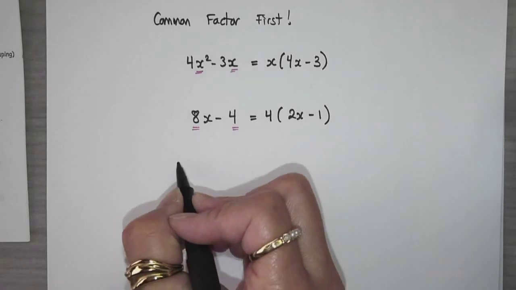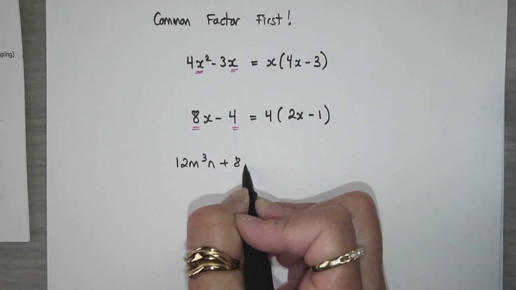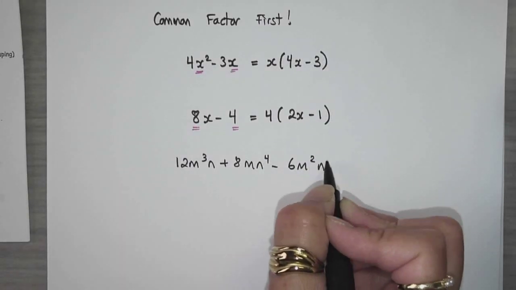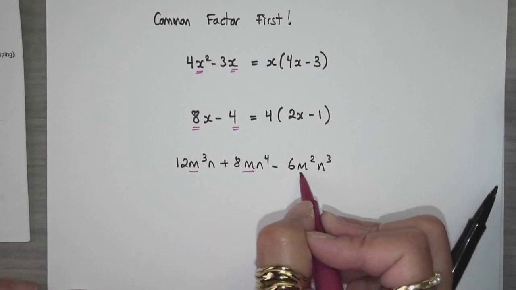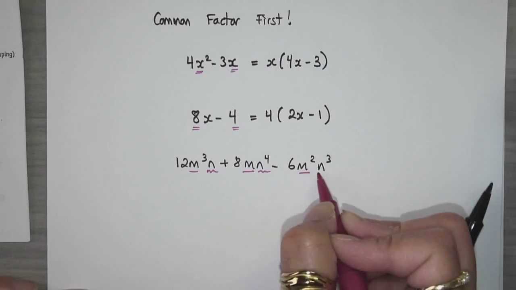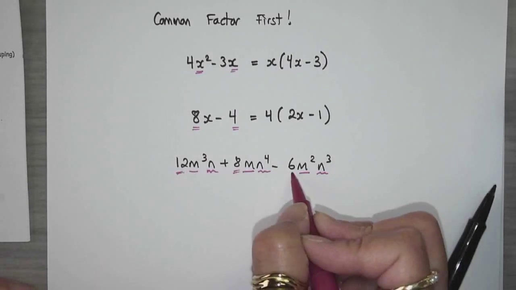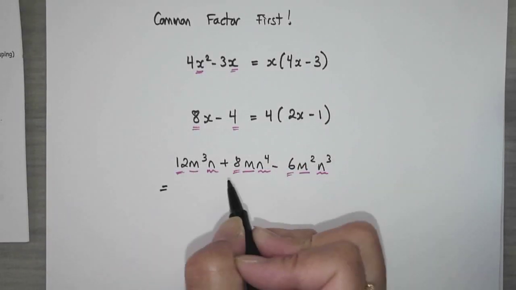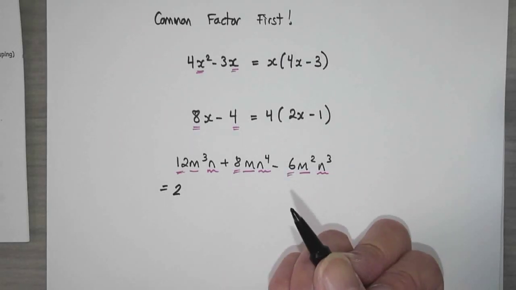It could be both. So say 12m cubed n plus 8m n to the 4 minus 6m squared n to the cube. I could look for both. So here I know that there's an m that's common, a single m. Here I have the n that's common, so I'm going to take out that. And I have a number, so it's 12, 8, and 6. So I know I have a common, I guess a 2. I can take out a common factor of 2 for the numbers.